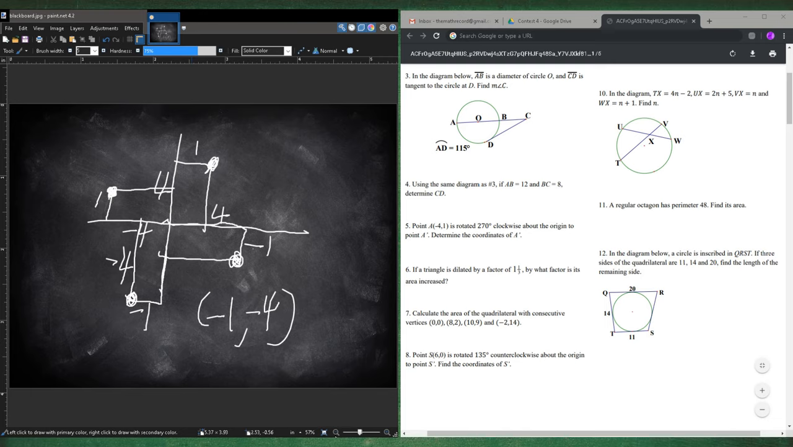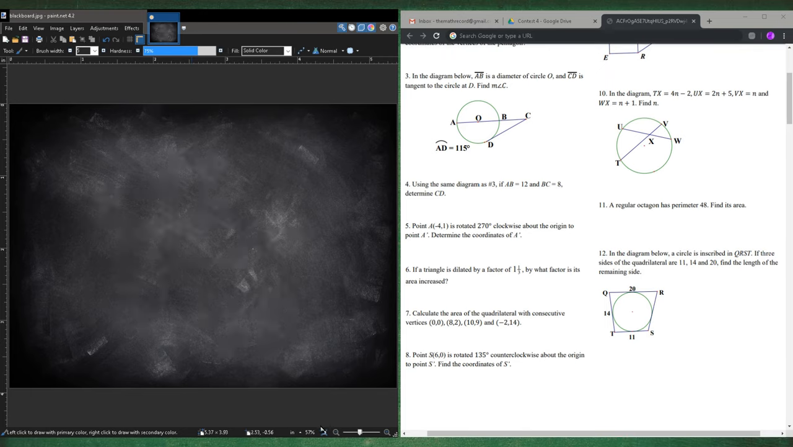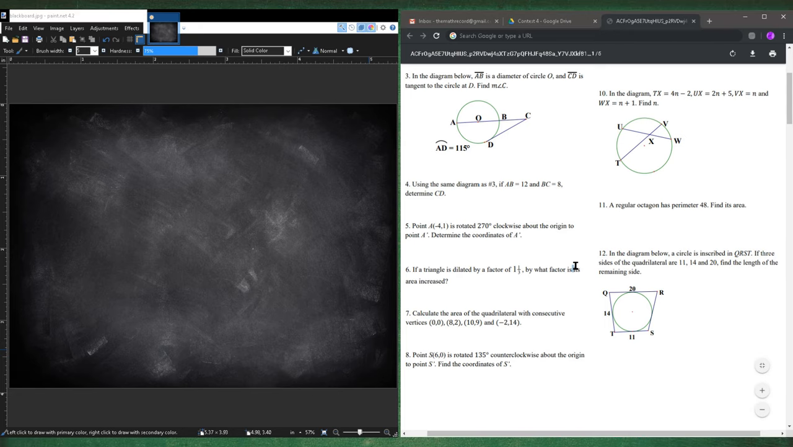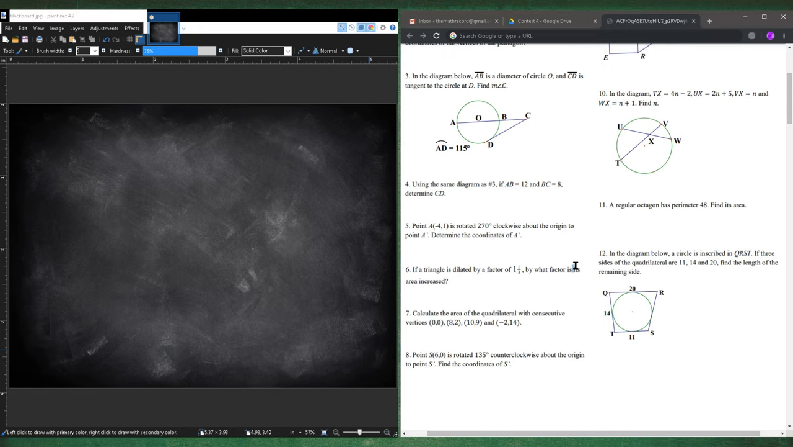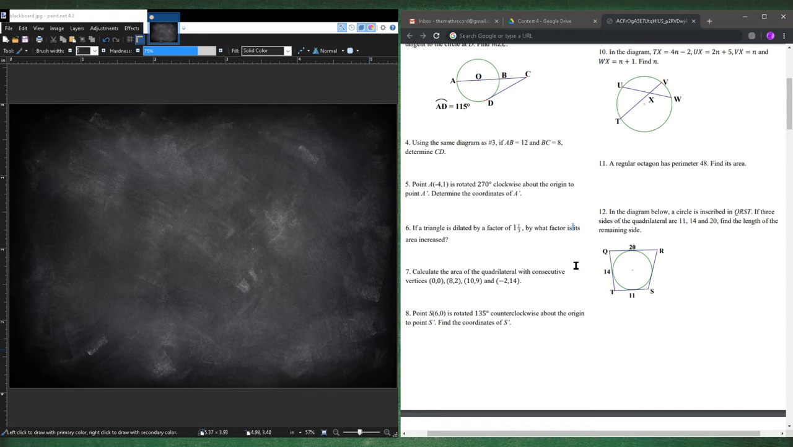So basically, for questions like these, just draw a picture. Where are we at? Question 6. If a triangle is dilated by a factor of 1 and 1 third, by what factor is the area increased?